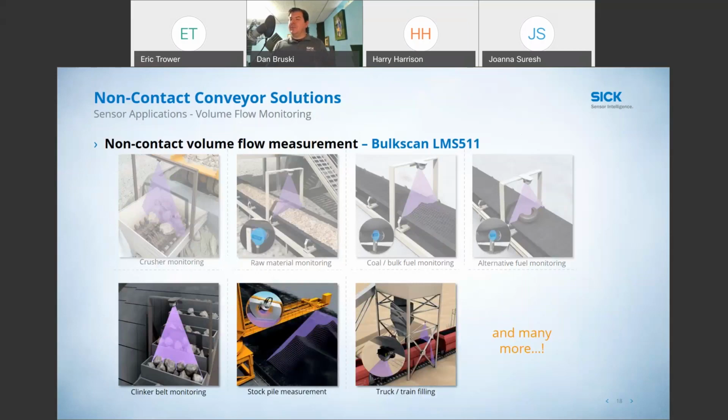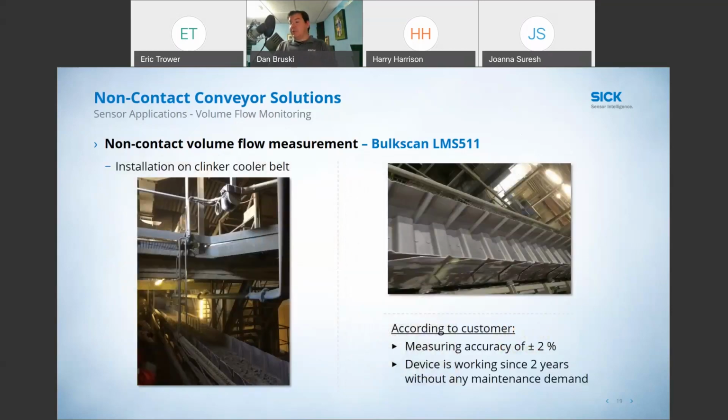The same measurement principle is, by the way, also used on our 3D stockpile measurements out in your yard, as well as train and truck profiling and filling applications, where operators can use these systems to optimize their storage and logistics processes. You know, pictures say more than 1,000 words.